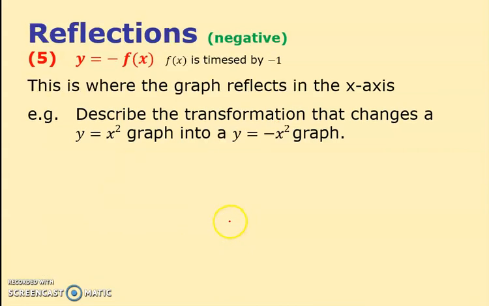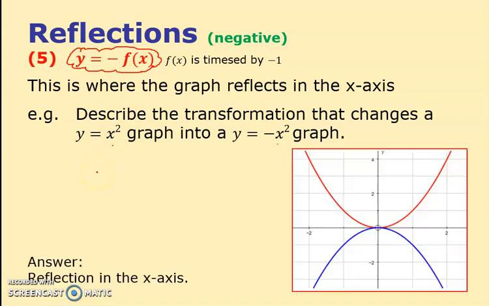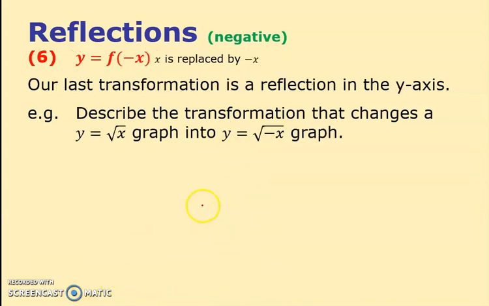Two more to do. This one's a relatively nice one. It says, describe the transformation where y equals x squared becomes y equals minus x squared. Basically, you'll notice I've put a minus in front of it. Another way of thinking of that is times by minus 1. This is the x squared graph there. That's y equals x squared. The minus x squared just goes underneath. So whenever you put a minus in front of the function, it's a reflection in the x-axis. Quite nice and easy.